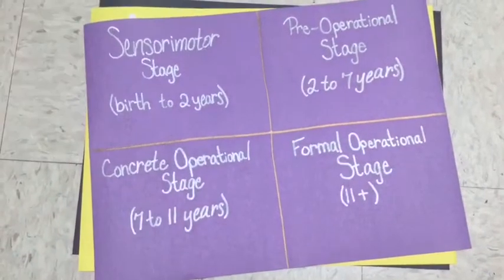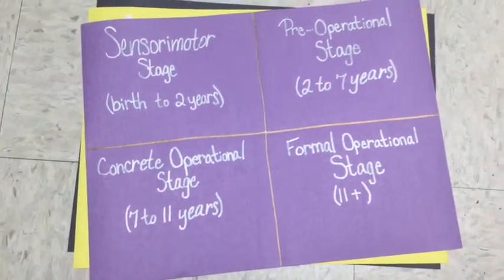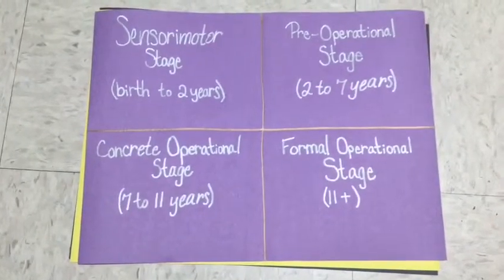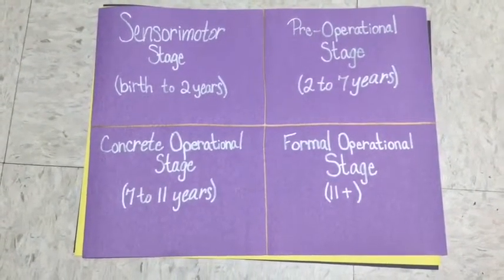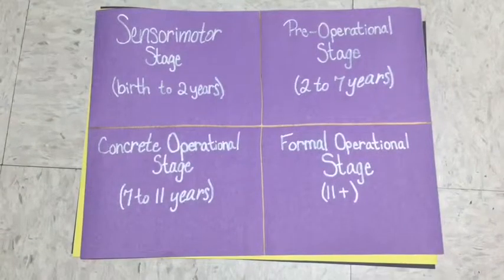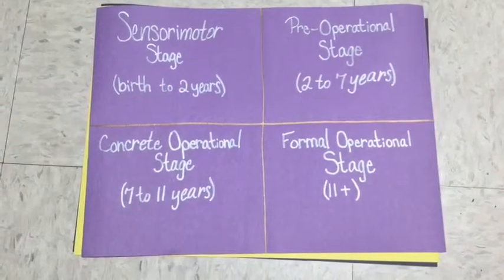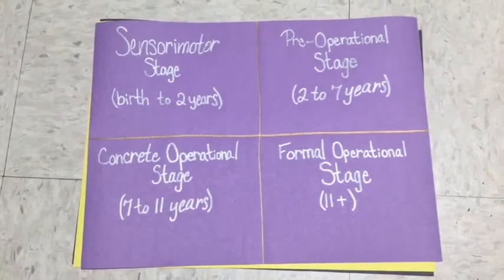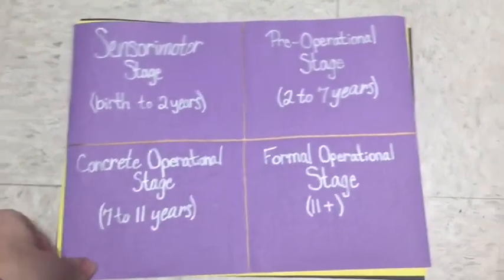Piaget's 4 stages of development are the sensory motor stage, which is from birth to 2 years old, the pre-operational stage, which is ages 2 to 7, the concrete operational stage, which is ages 7 to 11, and the formal operational stage, which is 11 years old and older.